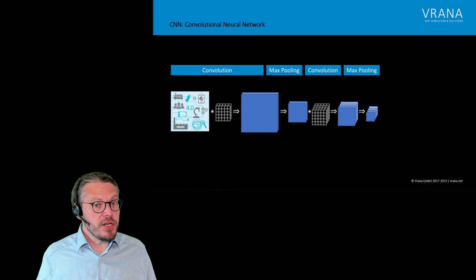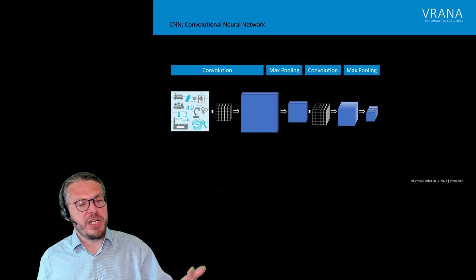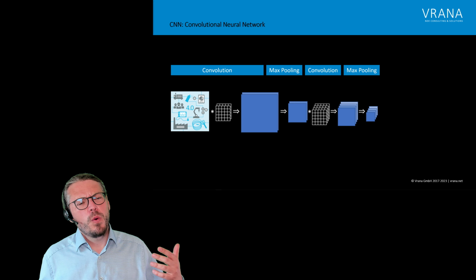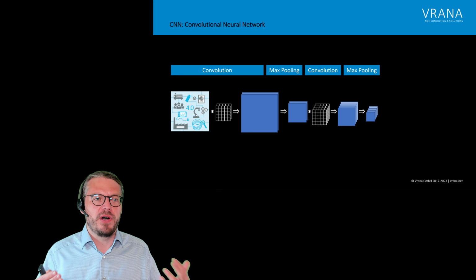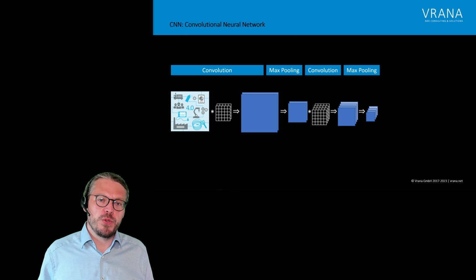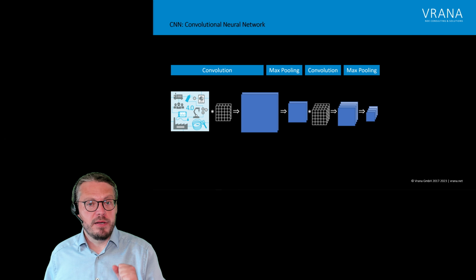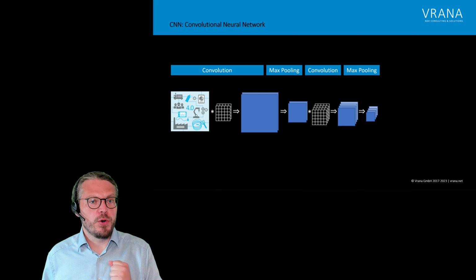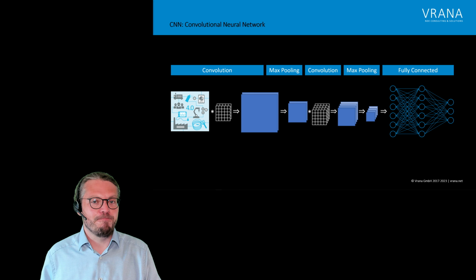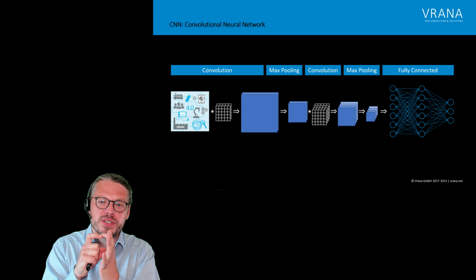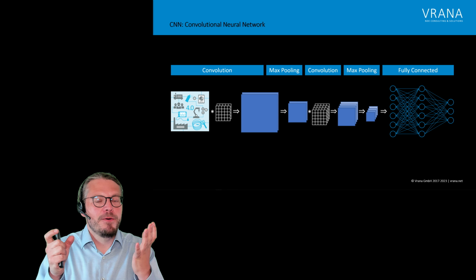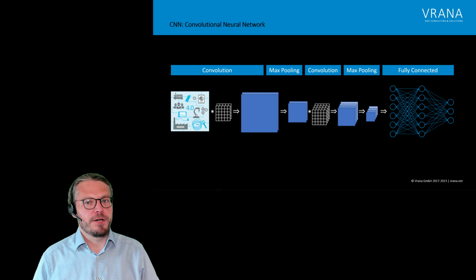Now, what we can do with that is we extract features. But finally, in a lot of cases, we want to come to a conclusion. We want to classify our result. So what we do is on the result of the end of our convolutional neural network, we add a fully connected network. But now that network can work on a lot smaller images. So it's not getting that big anymore.